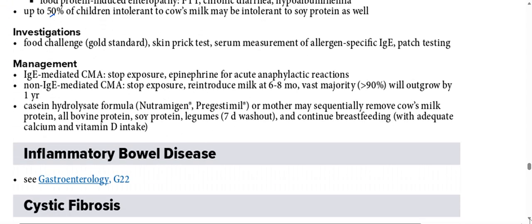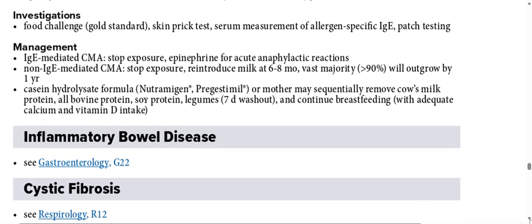Investigation: food challenge is the gold standard, skin prick test, serum measurement of allergen specific IgE, and patch testing. Okay, so we have to do the food challenge test, the skin prick test, and patch testing. Okay, for IgE mediated, stop exposure and give epinephrine. For non IgE mediated, stop exposure and reintroduce milk at basically 6 to 8 months.